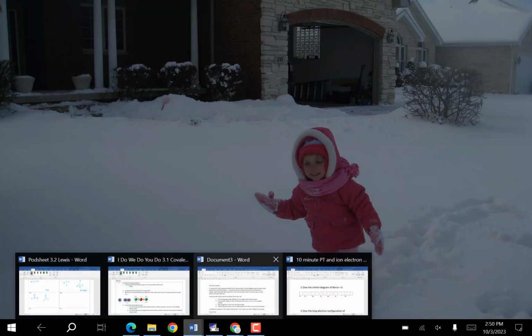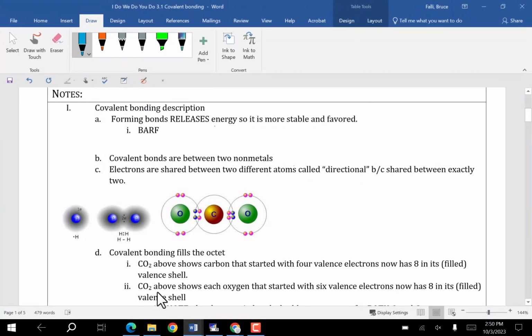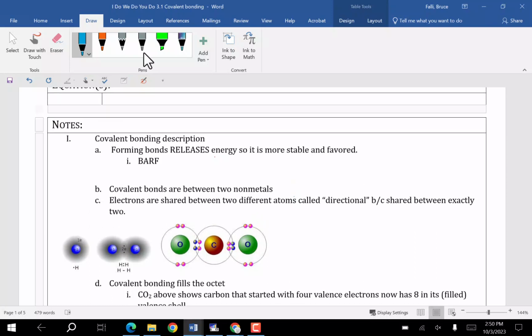Hi, everybody. I hate that it keeps changing so you see the picture of my kid in front of my house. But we deal with what we got to deal with here, so let's take a little look-see.